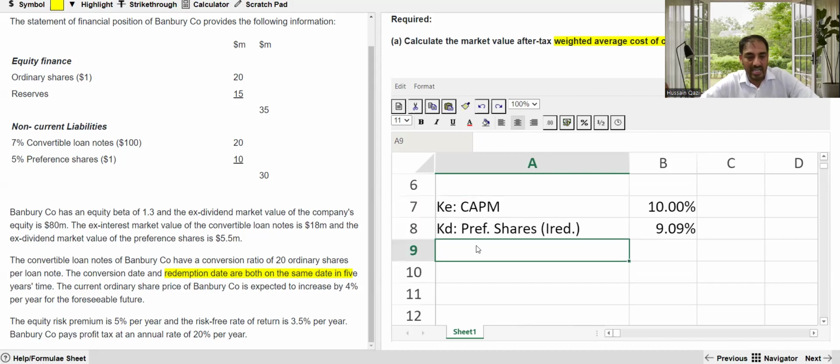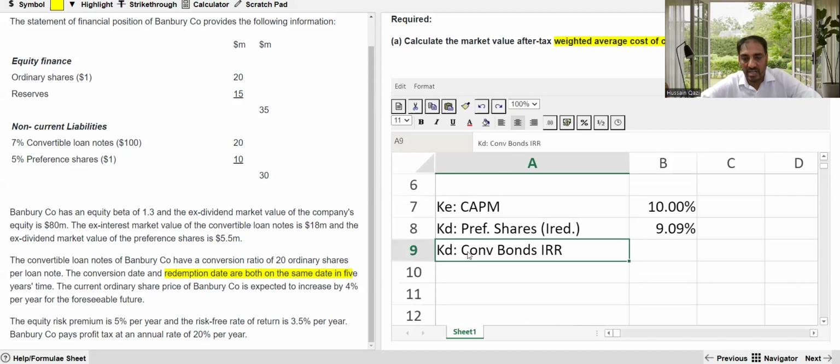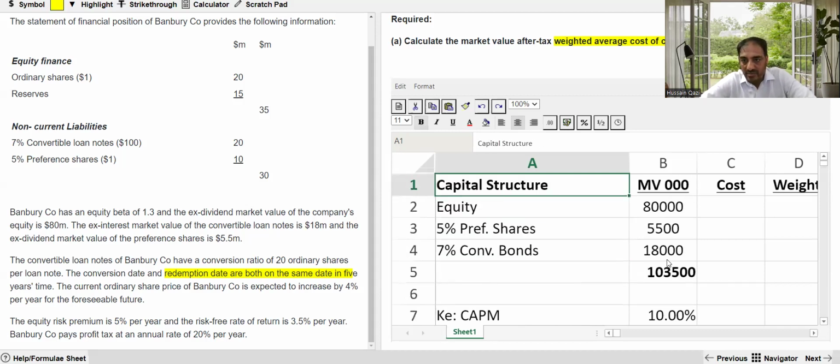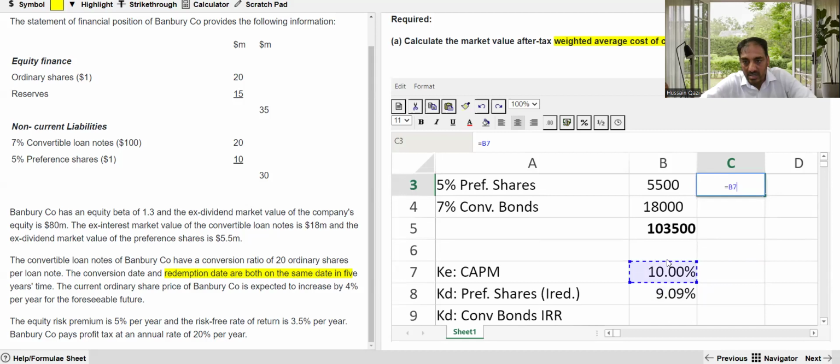Now it's time for the calculation of cost of debts by convertible bonds. So cost of debts by convertible bonds, we need to work out with the IRR. But before that working, first of all, we have to allocate this. That's 10%.